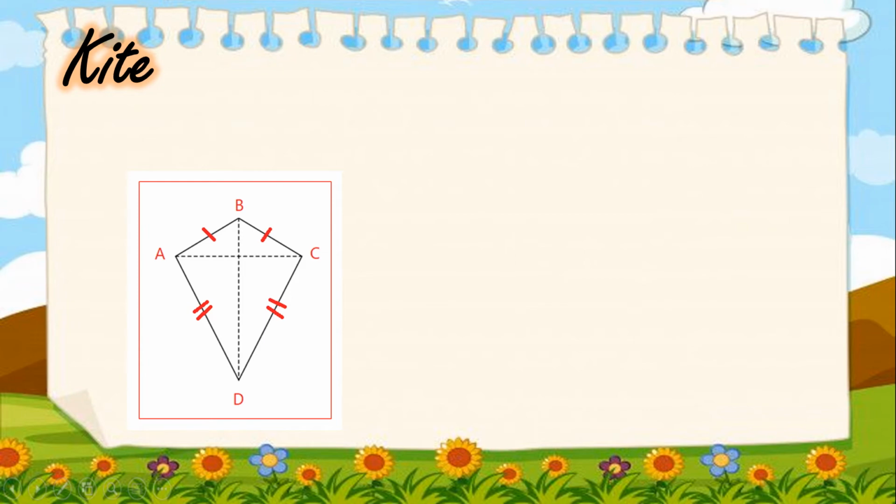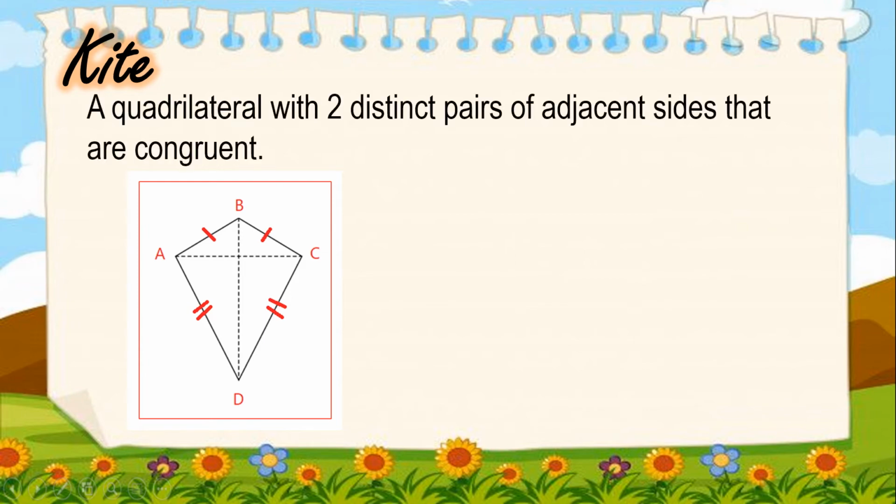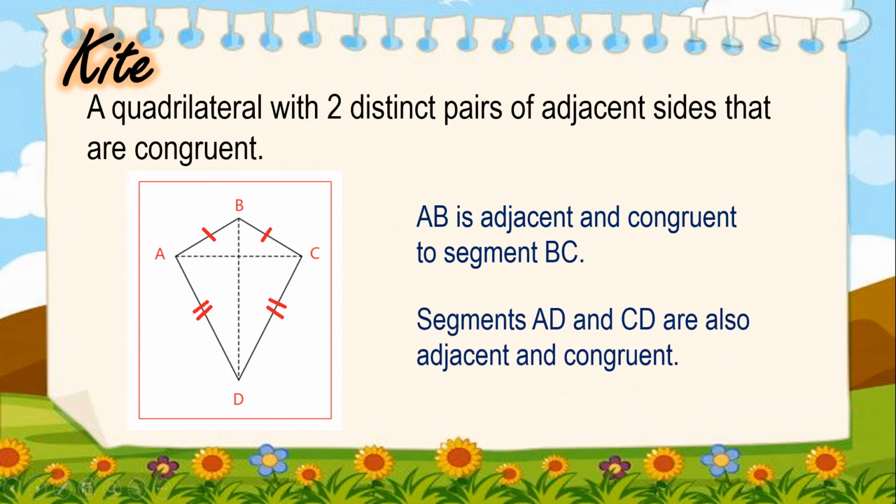Now, what is a kite? A kite is a quadrilateral with two distinct pairs of adjacent sides that are congruent. Just like in the given figure. Let's say we have kite ABCD. As you can see, AB is adjacent and congruent to segment BC, while segments AD and CD are also adjacent and congruent.